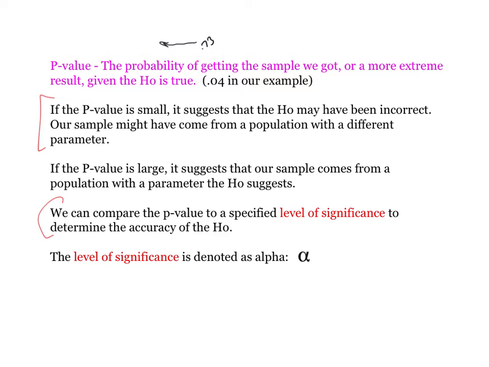Well, you can compare the p-value to a specified level of significance, okay, to determine the accuracy of the null. And in these problems, they will tell you that level of significance, and it's denoted by the symbol alpha, which is like a sideways fish, okay? So that is the value that we would compare to the p-value, okay? It's kind of like a line in the sand where we say, if our p-value is smaller than alpha, that's when we start saying that the null is probably not true. And if our p-value is bigger than alpha, then we think that the null is probably true. So this alpha is super important because it makes the decision for us whether we believe or disbelieve the null, okay?